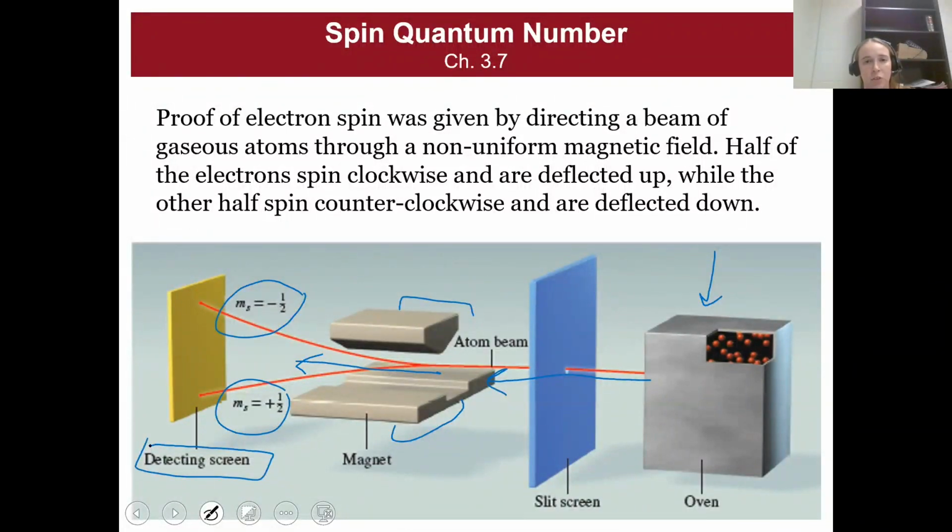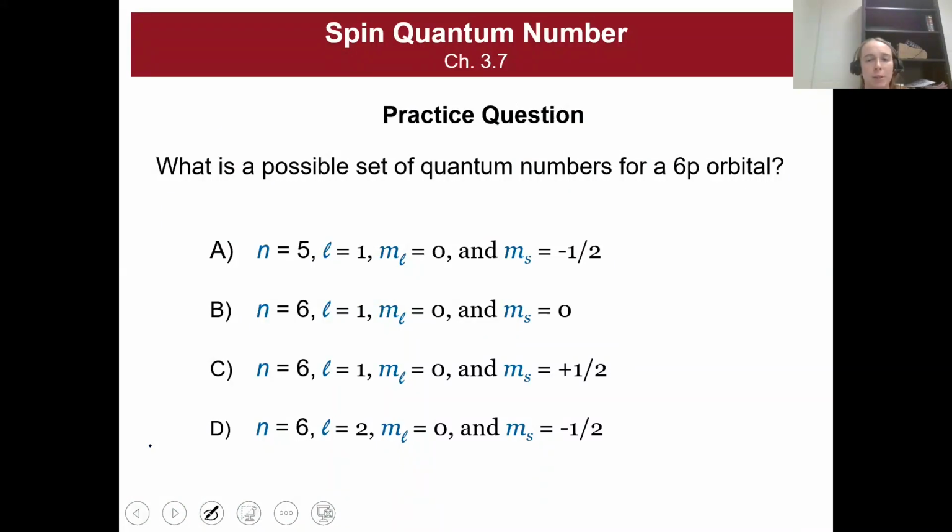Okay, so that's it for quantum numbers, sort of. We're going to talk more about quantum numbers in the next section, but the next section is going to be about orbitals. So let's just get one more practice question on quantum numbers by themselves. So what is a possible set of quantum numbers for a 6p orbital? So this 6 tells us that n equals 6, right? That number tells us that n equals 6. So A is out because n doesn't equal 5, it equals 6.